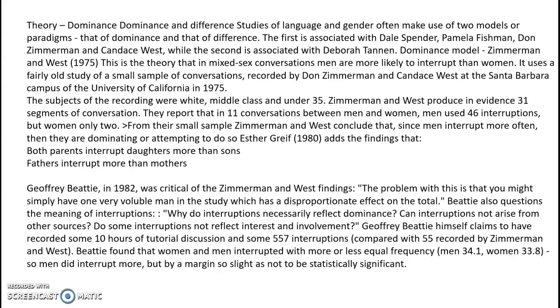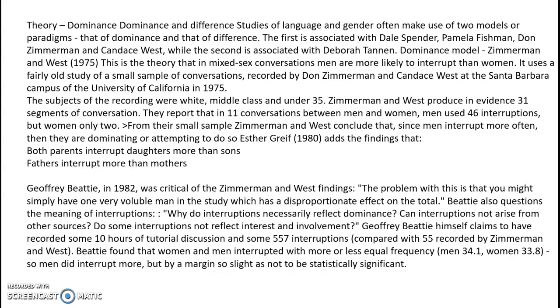The dominance model, Zimmerman and West 1975, is the theory that in mixed sex conversations, men are more likely to interrupt than women. It uses an old study of a small sample of conversations recorded in California. The subjects were white middle class people under 35. That's 31 segments of conversation, and they reported in 11 conversations between men and women that men used 46 interruptions, but women only two. From this small sample, they concluded that since men interrupt more often, they are dominating or attempting to do so.